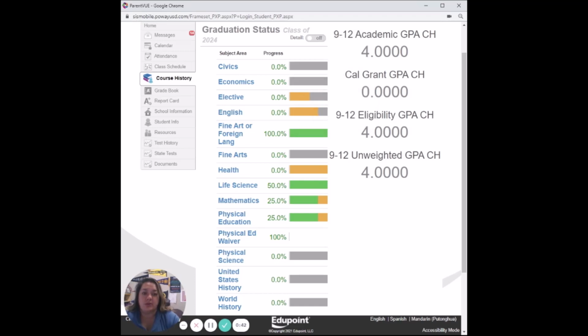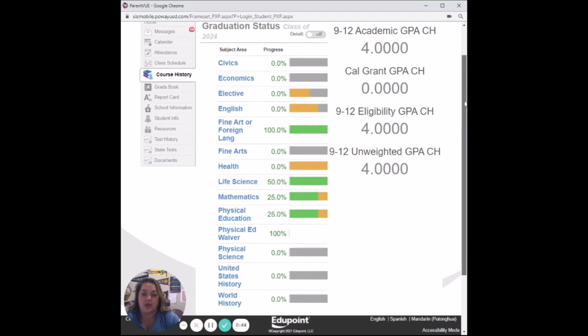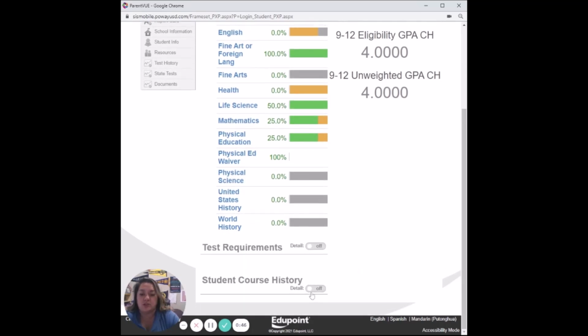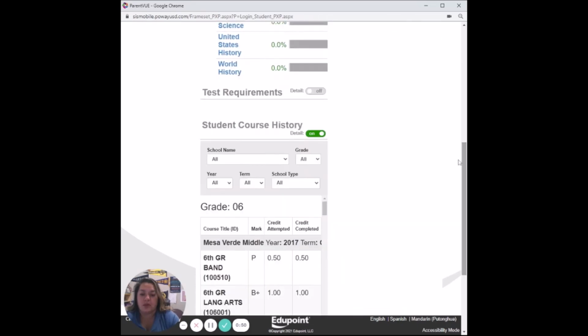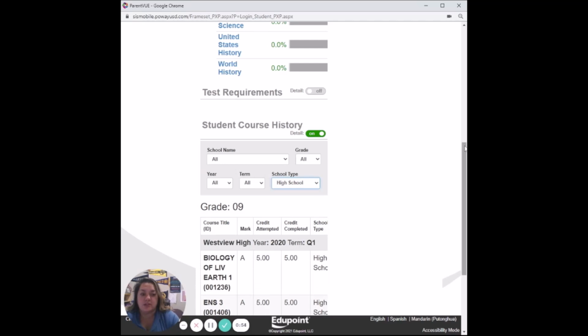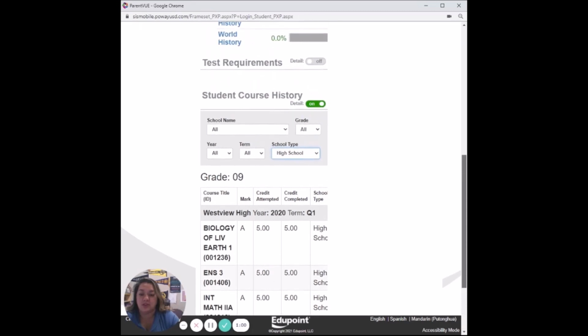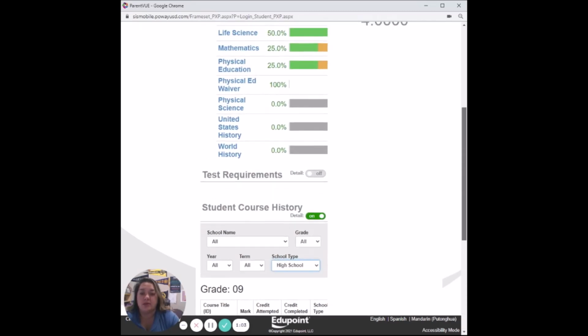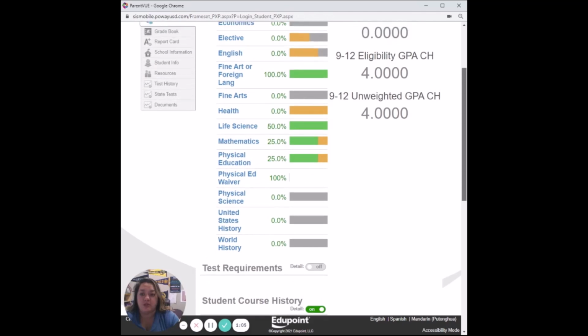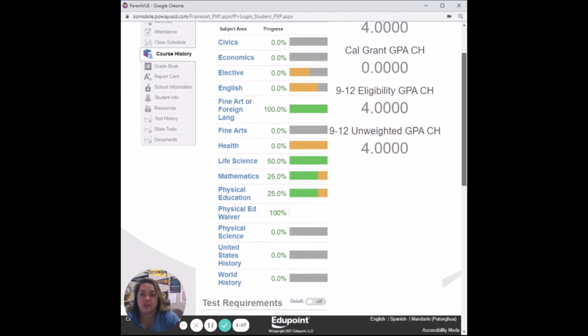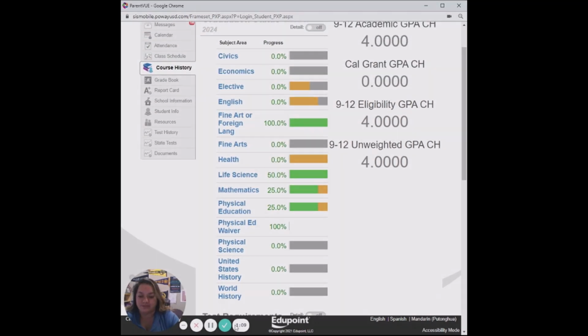You can see students' GPAs on the right-hand side, as well as student course history with details, and you can select and filter out the school type to high school so that students can just see the classes that they've taken this year in high school and their grades. This is a great resource in helping to see what courses you need for the following years as you build your schedule for next year.